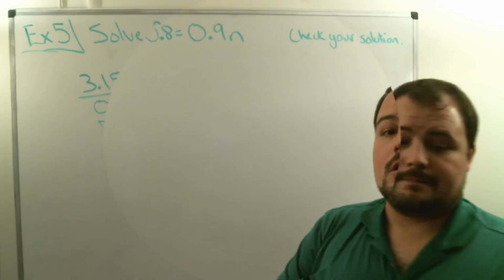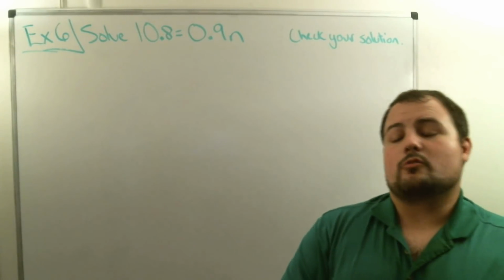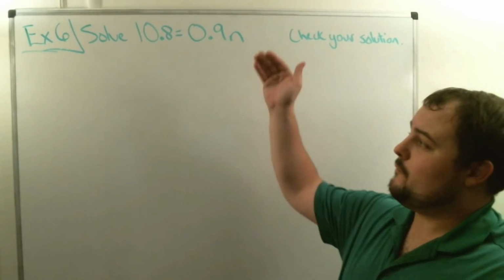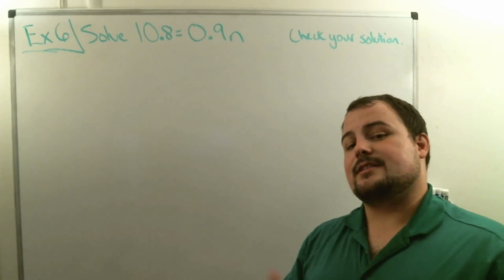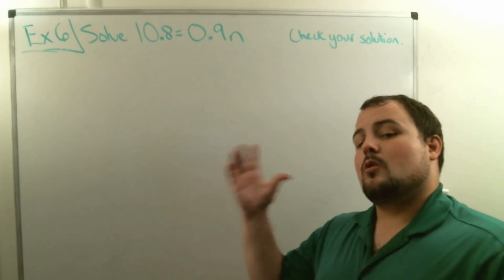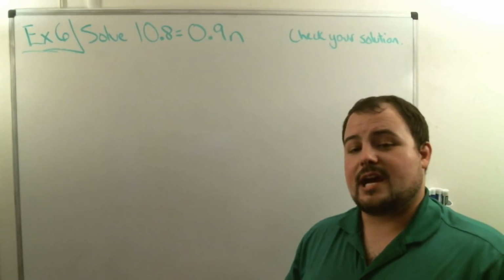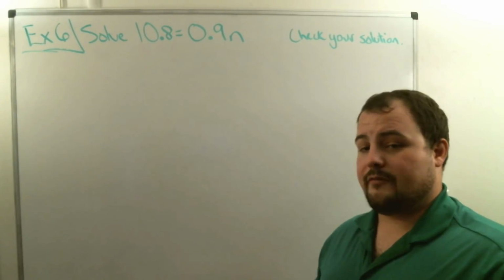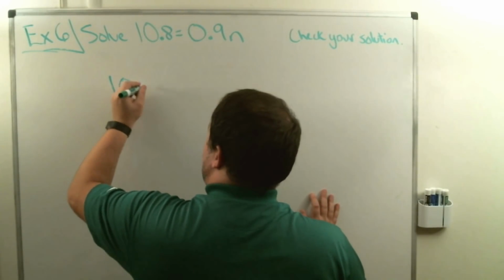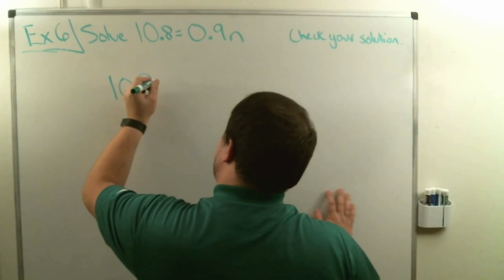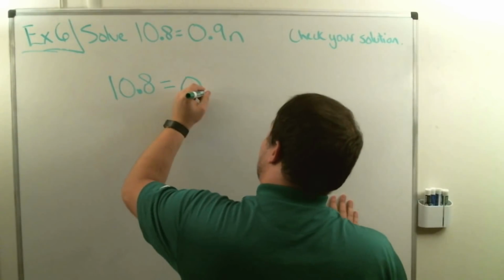Let's keep going. In example 6, we're going to solve another one that involves decimals. We're going to solve 10.8 equals 0.9n. Again, it doesn't matter what side the variable's on. We're still going to solve it the same way. Our job is to get one letter n or one variable n. So we're going to get that n kind of by itself. That's what algebra is all about, getting our variable by itself.